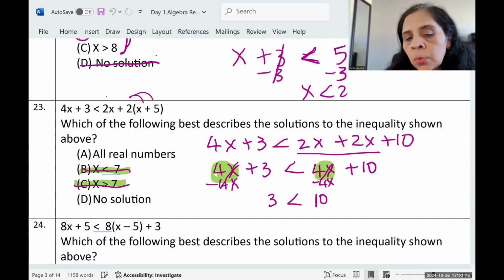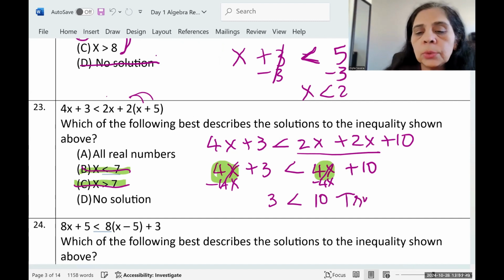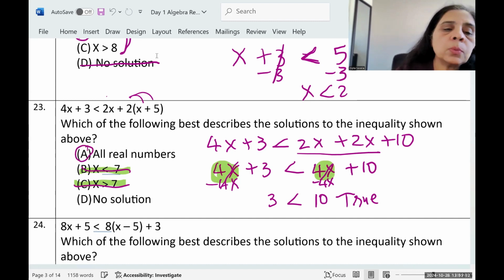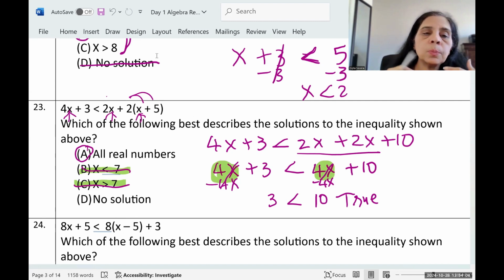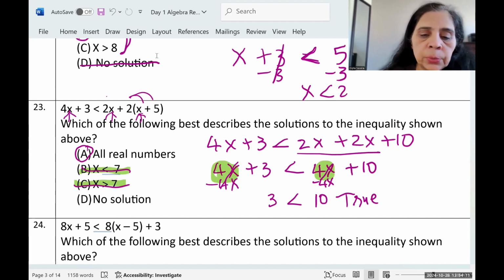That is true or false? 3 is smaller than 10. So definitely that is true. So we have all real numbers. What does that mean? You can plug in any x value here and this inequality will always be satisfied. You can plug in x as a positive number, 0, a negative number, fractions, decimals, anything. Always it will be true.